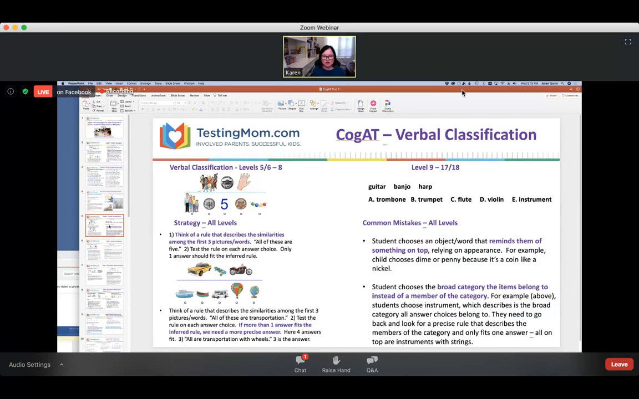So now I want to show you some verbal classification questions. So if you'll recall, if you've taken part one, verbal classifications for pictures for younger kids would be the things on top go together in a very specific way, and you need to think of a rule that describes how these go together. And then you find one item from below that belongs on top because they follow the same rule.